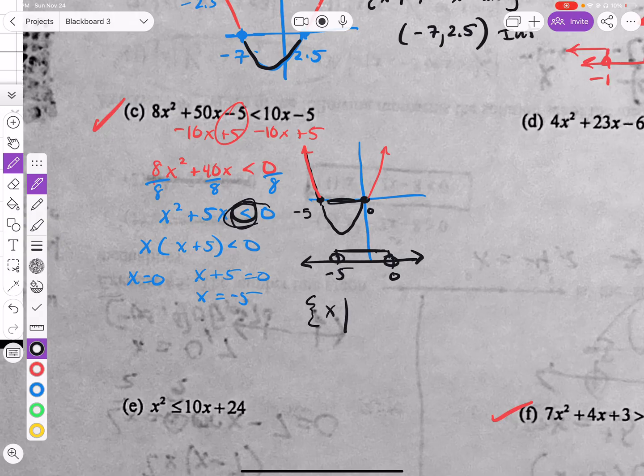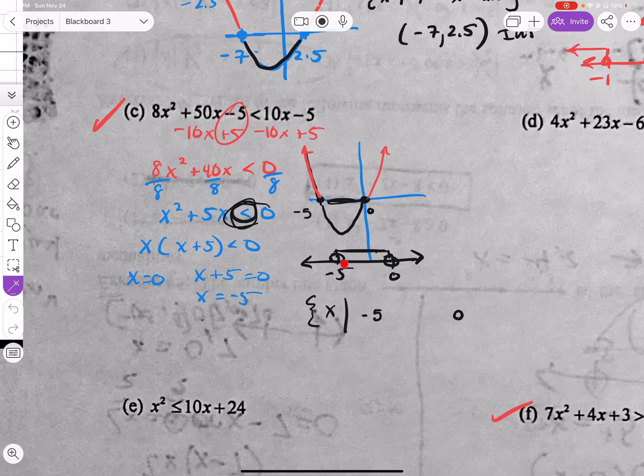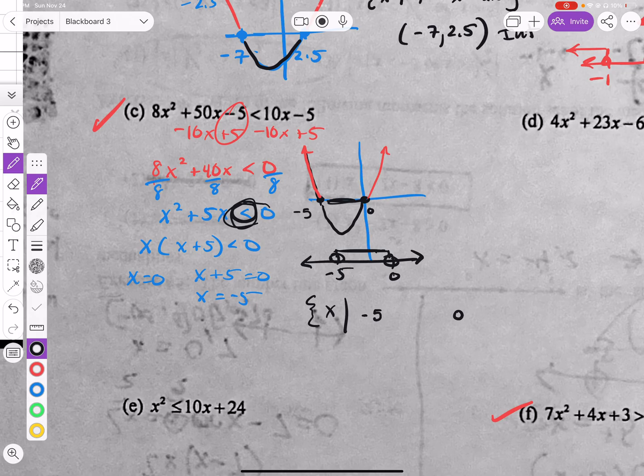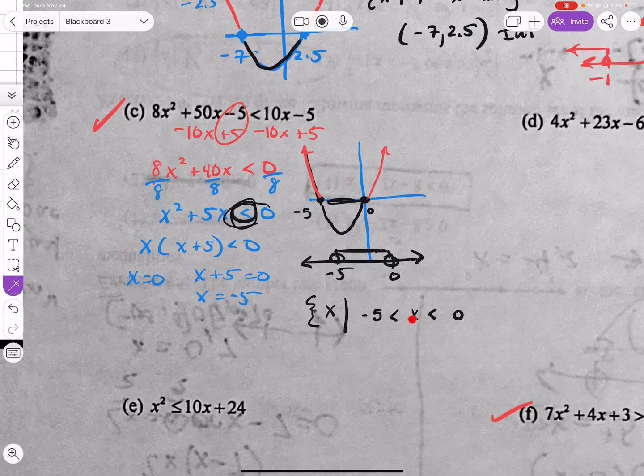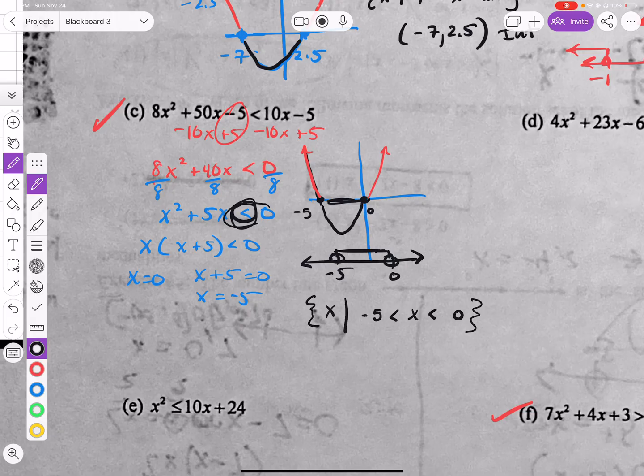Set builder, x bracket, I'm trapped. So when you're trapped, just put your small number on the left, big number on the right. I mean trapped when I say that we're caught in between these two numbers, trapped in between them. Small number on the left, big number on the right, even though 0 is not very big, and always point left so that x is bigger than the small number and x is less than the big number. Close it with an end bracket.